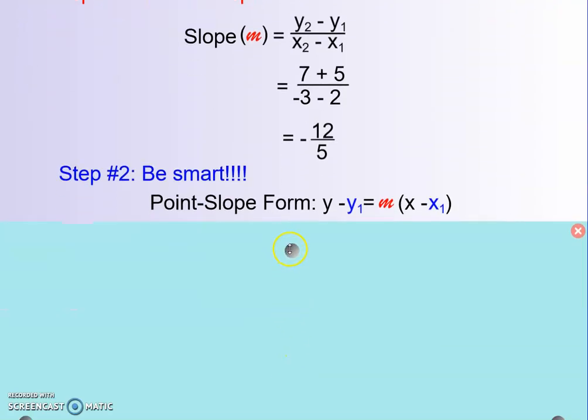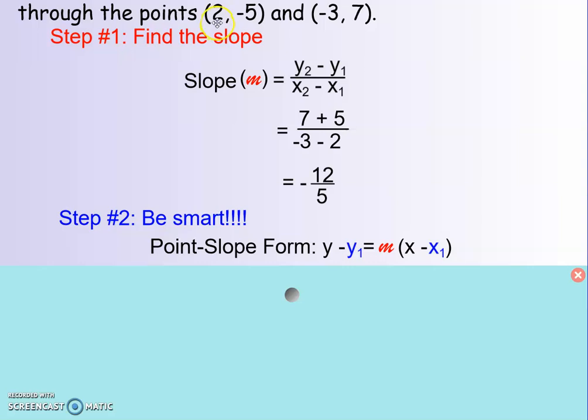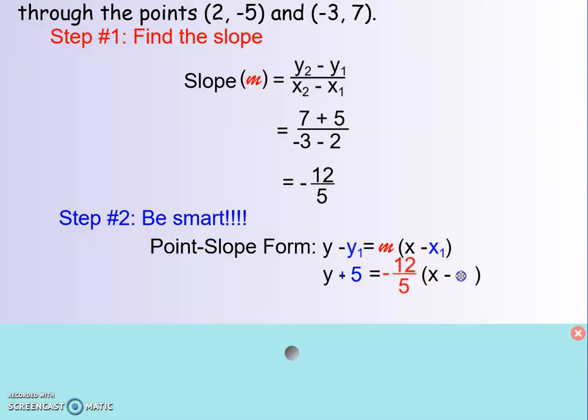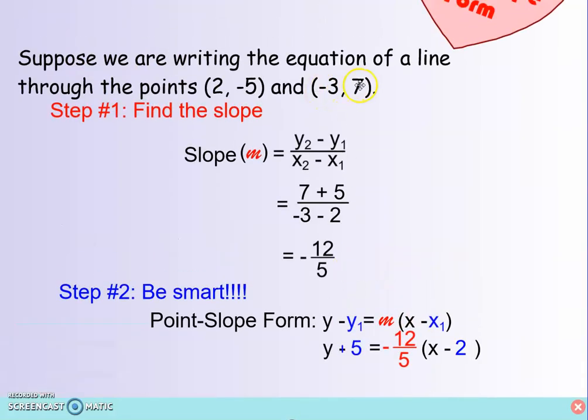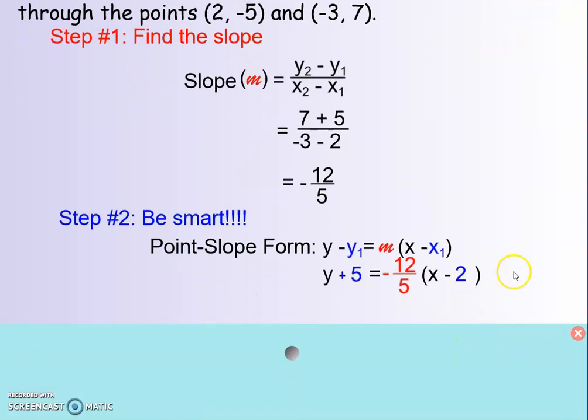I hope that you picked any point. It doesn't matter which one: 2, -5, or -3. It doesn't matter. But you put in those numbers, and you may have ended up with something like this. Or if you used -3, 7, you would have a y minus 7, and in parentheses you'd have x plus 3. But this takes me to something else.